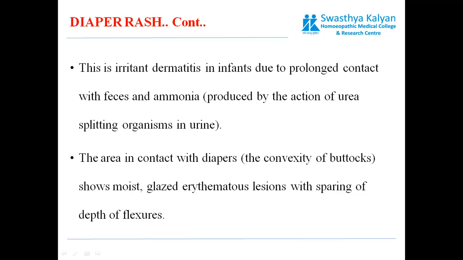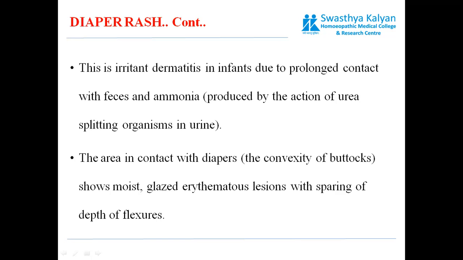The area in contact with the diaper, that is the convexity of the buttocks, shows moist, glazed erythematous lesions with sparing of the depth of the flexures. So basically diaper rash, what do we mean? That it's an inflammation, it's a redness of the skin in the diaper area in infants and young children up to 2 years. This is also called irritant dermatitis due to its prolonged contact with the feces and the ammonia.